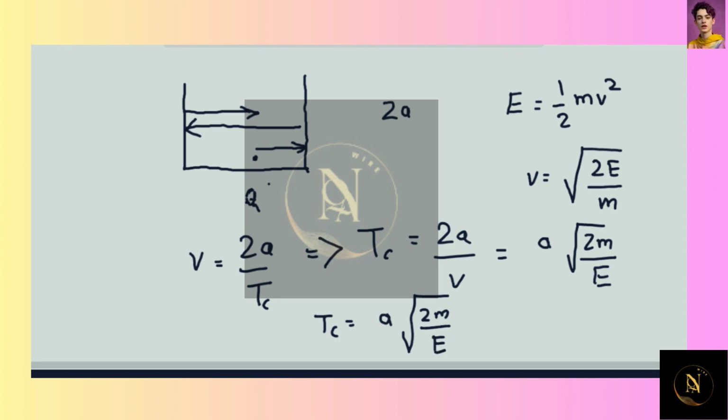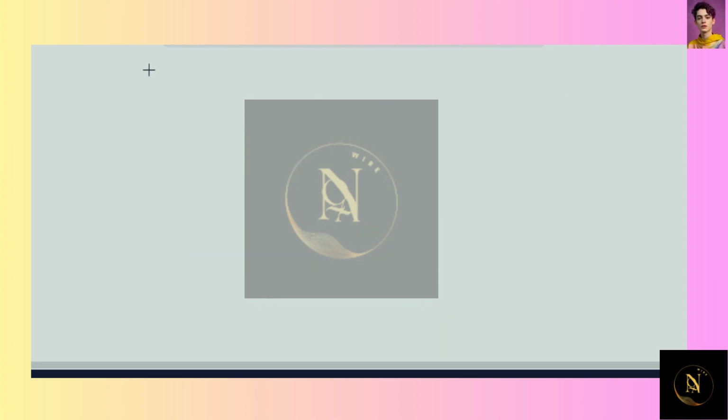Now it is asked when the two revival times will be equal, that is, when the classical revival time will be equal to the quantum revival time. For this, we have the quantum revival time given in the question, 4ma² divided by π ħ, and the classical revival time we just now evaluated is equal to a times the square root of 2m by E.